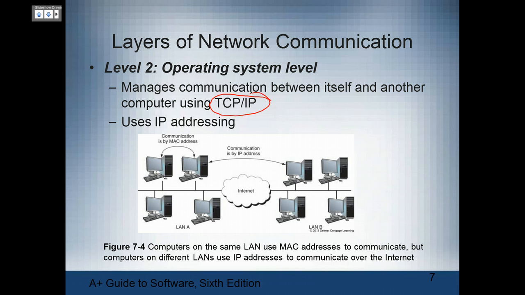TCP/IP is called a stack because it's got a number of functions in it. It uses IP addressing, and IP addressing is what we'll call dotted quad. Why is IP addressing significant? Something like that would be an IP address. It needs to be logical.